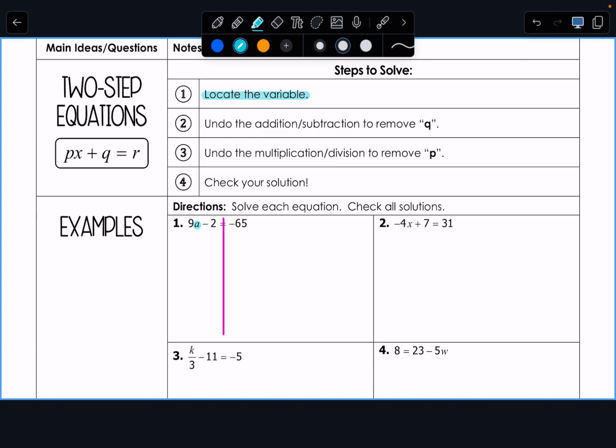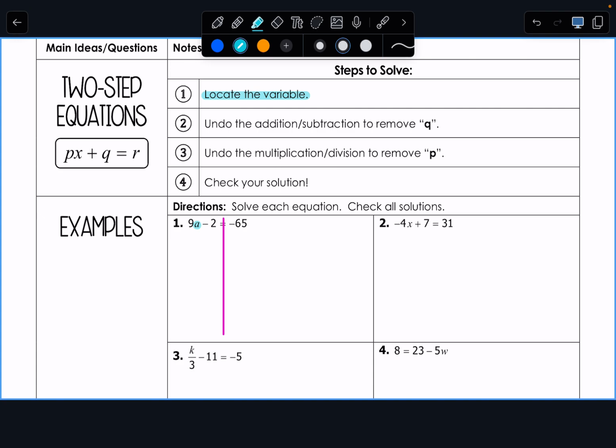So Marius, you noticed that 9 and 2 are both with the A. Okay. So we need to determine which number is closest to A. 9. So it's the last to go. 9 is the last to go because 9 is the closest to A. So we first have to get rid of this 2.